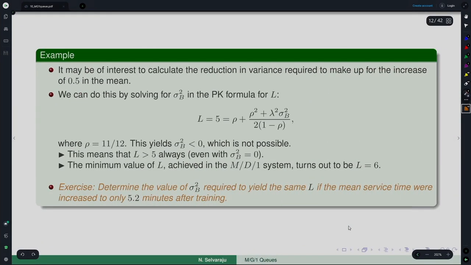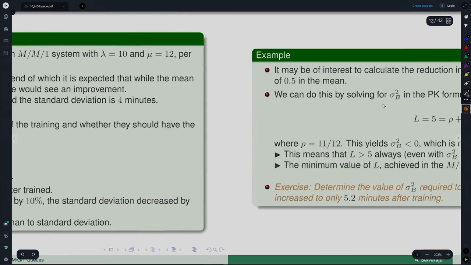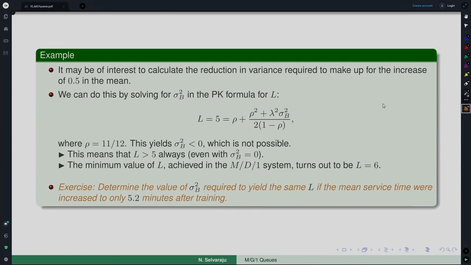Now, if you ask the question, what is the reduction of variance required to make up for the increase of 0.5? So, instead of 4, say for example, if I have to make it 5.5, what would be the reduction that would be required, whether it is 3, whether it is 2 or 4.5, what is the required variance so that you will see the same L at least? Okay. So, how do you get that?